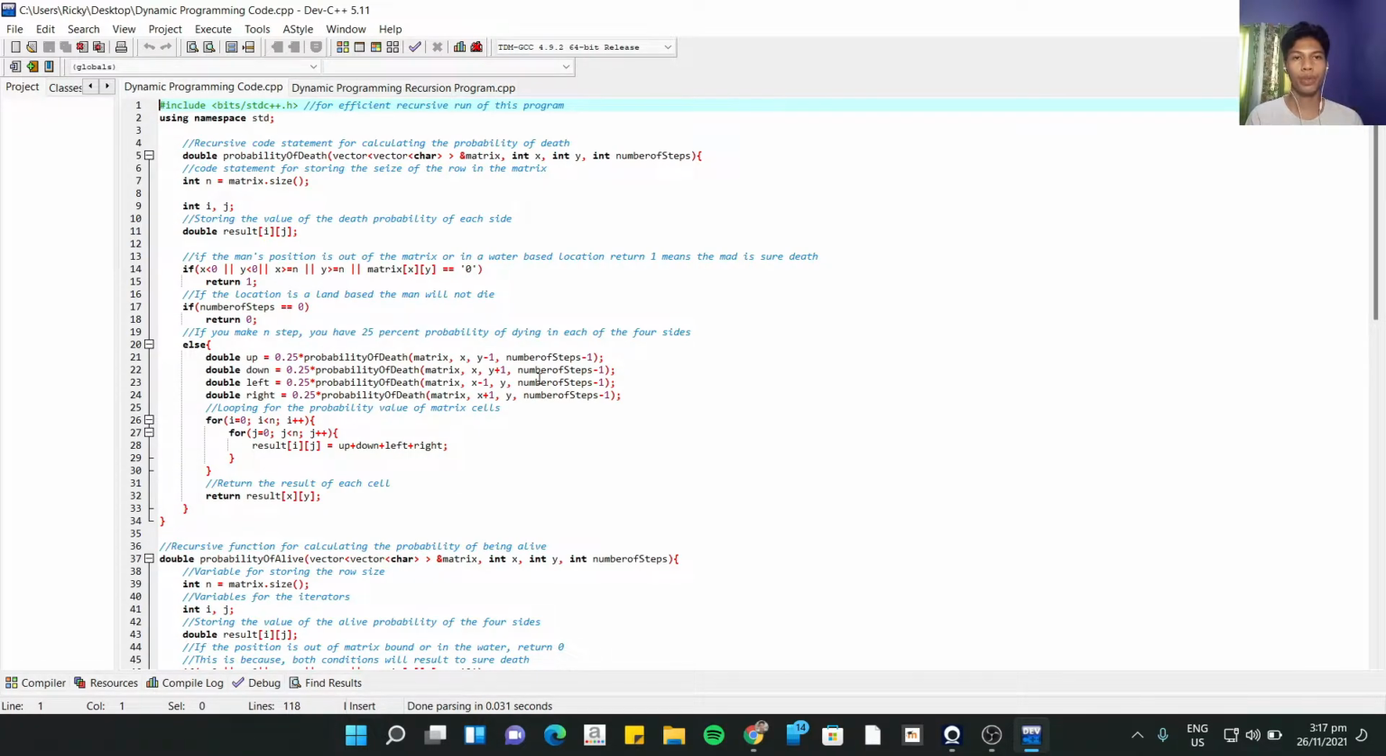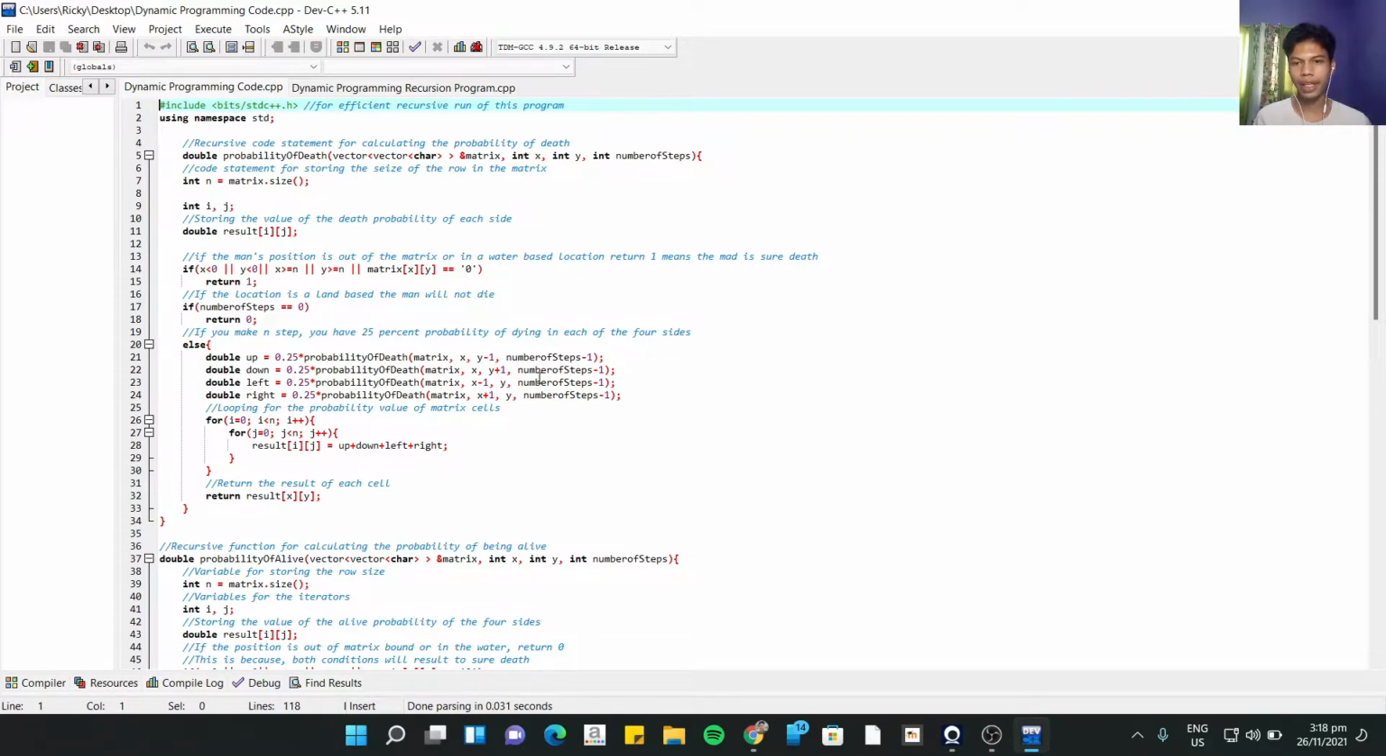So for today, I'm going to explain our dynamic programming code as well as the recursion program for this specific problem. The problem is there is a man standing at any given coordinates of x and y, and the man can move one step at a time in any direction: right, left, up, down. The man must stay only on land, because if he steps outside the land or the island, he dies.